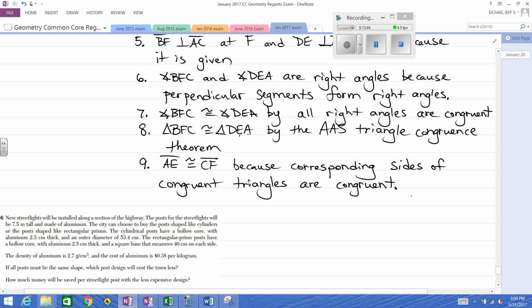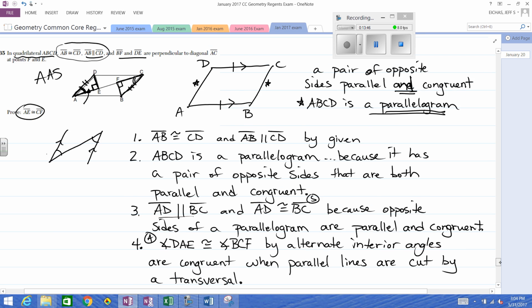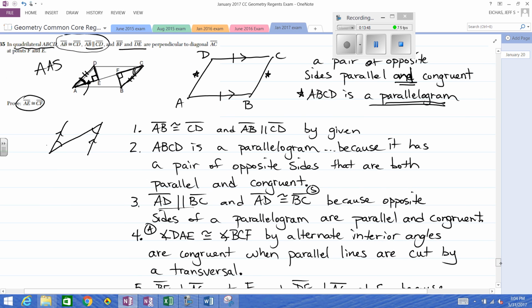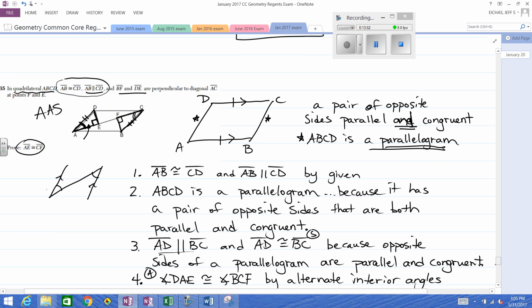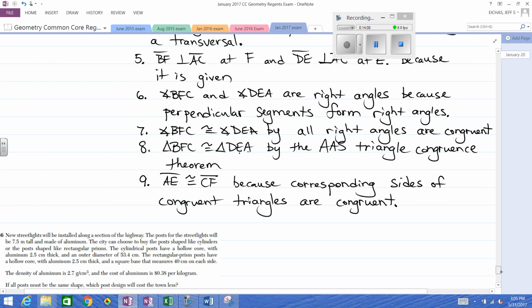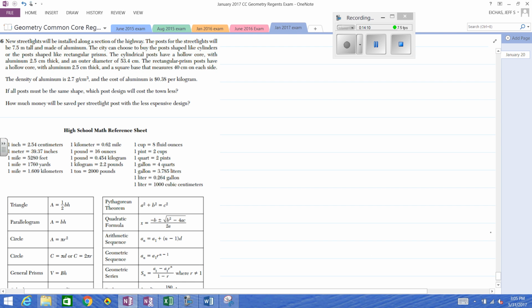Okay, so that's a 6-point question, pretty tough. The reason that one's so tricky is most students get caught on these two angles being congruent, but you've got to make sure that you establish those sides are parallel first. Otherwise, you have the wrong pair of sides parallel to establish that. So just be careful. All right, next one.